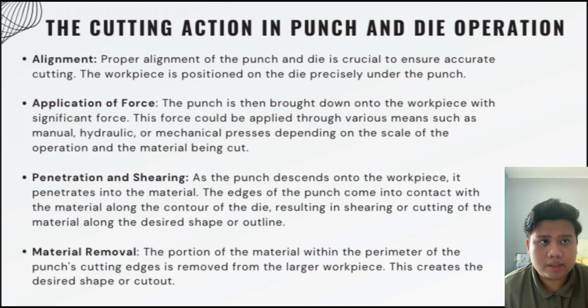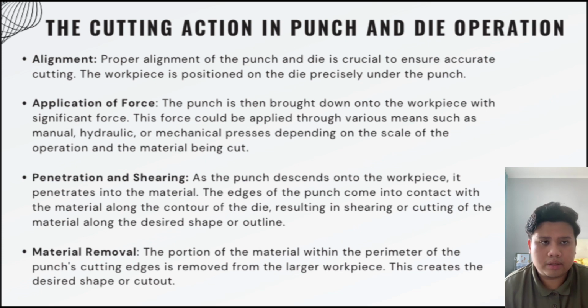The cutting action in punch and die operation. Alignment. Proper alignment of the punch and die is crucial to ensure accurate cutting. The workpiece is positioned on the die precisely under the punch. Application of force. The punch is then brought down onto the workpiece with significant force. This force could be applied through various means such as a manual, hydraulic or mechanical press, depending on the scale of the operation and the material being cut.